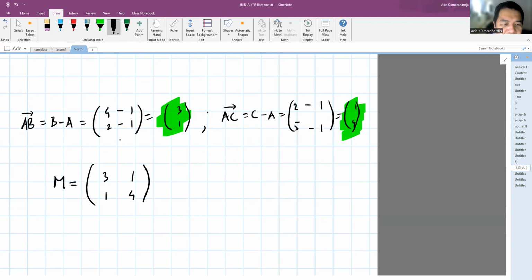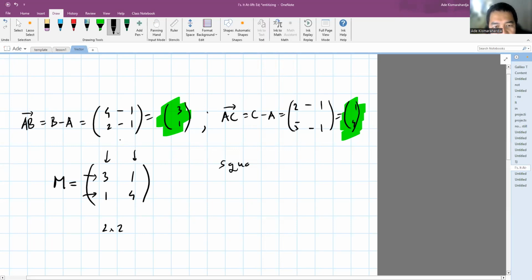Now, in this case, we have something called 2 by 2 matrix. Why is it called 2 by 2? Because it has 2 rows and 2 columns. So that's how you write down the size of a matrix. How many rows times how many columns? In this case, we have 2 rows times 2 columns. So if you have the same number of rows and the same number of columns like this, what we have is a square matrix.